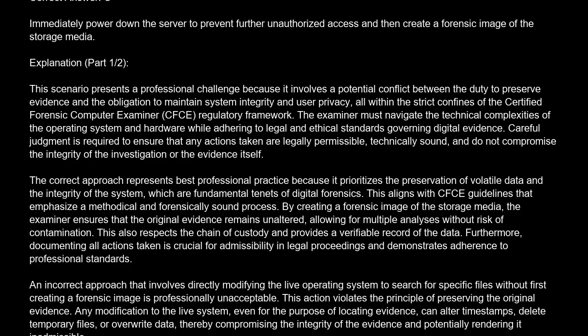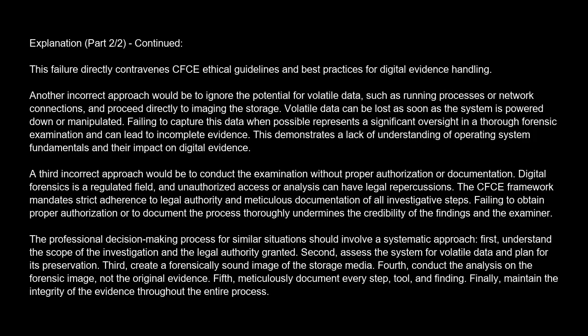An incorrect approach that involves directly modifying the live operating system to search for specific files without first creating a forensic image is professionally unacceptable. This action violates the principle of preserving the original evidence. Any modification to the live system, even for the purpose of locating evidence, can alter timestamps, delete temporary files, or overwrite data, thereby compromising the integrity of the evidence and potentially rendering it inadmissible. This failure directly contravenes CFCE ethical guidelines and best practices for digital evidence handling.